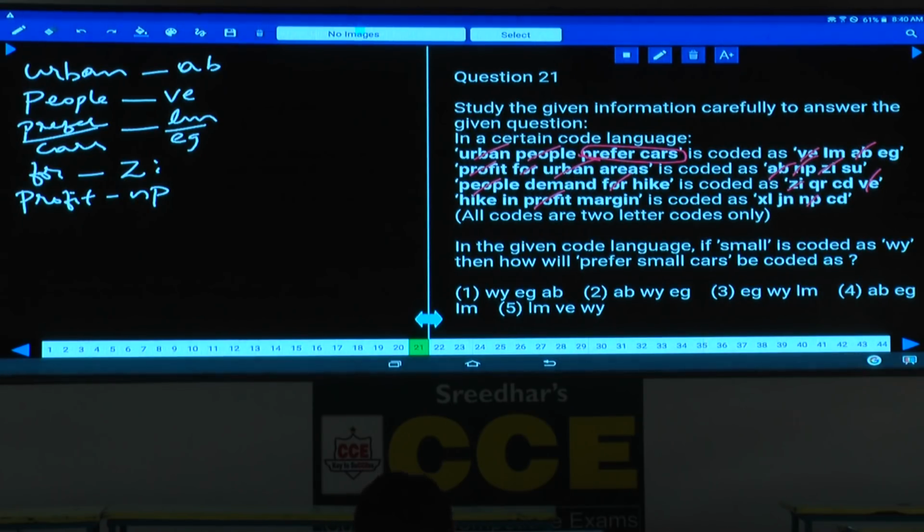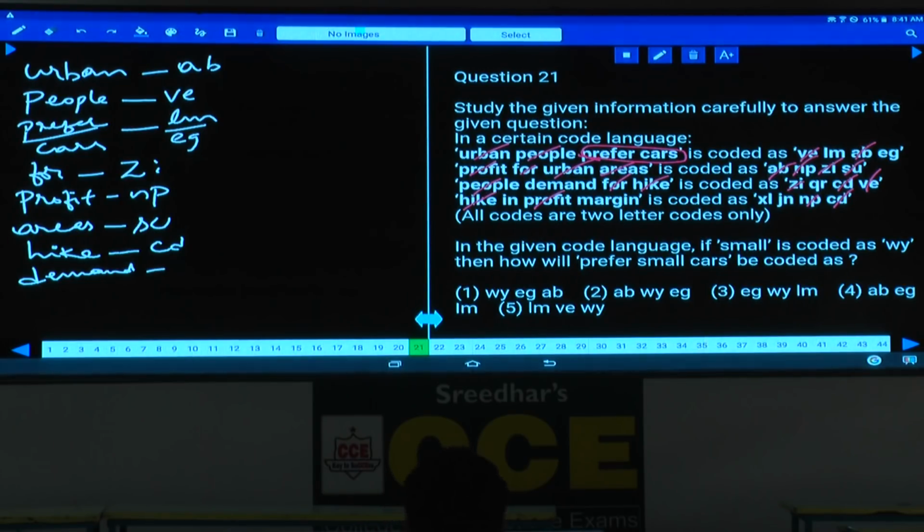Then in the second sentence, only one word, areas, is left over, and the code left over is SU. Hence areas is SU. Then compare the third and the fourth, demand and hike. Hike is the word which is common, and the code common here is CD. The code to the word hike is CD. Then demand is left over, and the code is QR. The code to the word demand is QR.